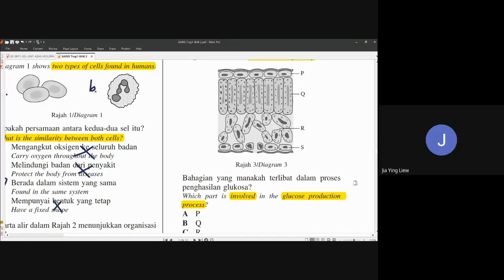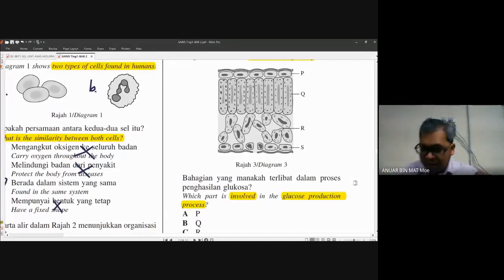Palisade cell, right? So inside the palisade cell, we have chlorophyll that absorbs the sunlight for the production of glucose. Glucose is the food for the plant. The leaf of the plant will undergo photosynthesis to produce glucose. That's why we call photosynthesis the process where the plant makes its own food. Dia boleh buat makanan sendiri.